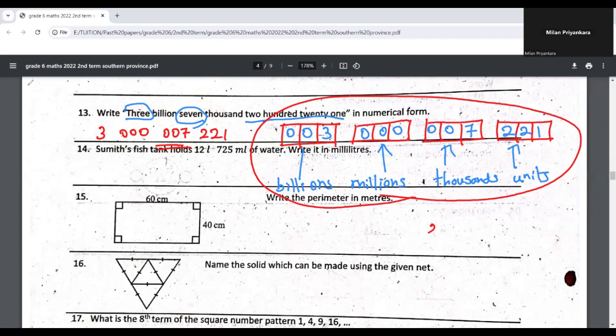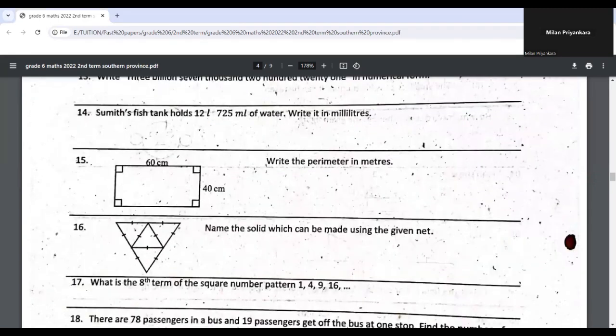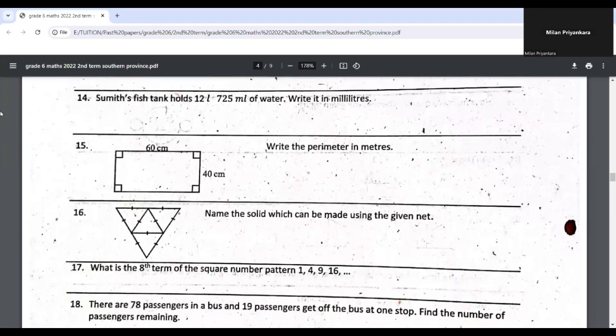Okay, now let's go to the 14th question, right? Sumit's fish tank holds 12 liters, 725 milliliters of water. Write it in milliliters. You need to write it like this. This is equal to 12 liters, 725 milliliters, which is equal to 12 liters plus 725 milliliters.